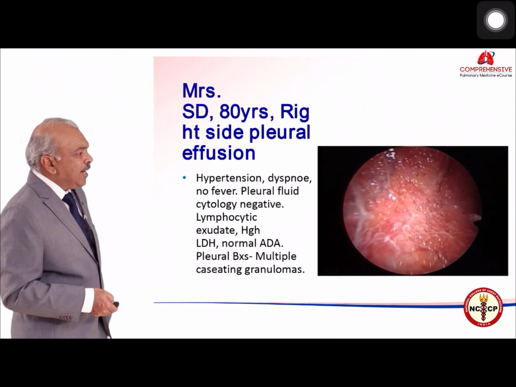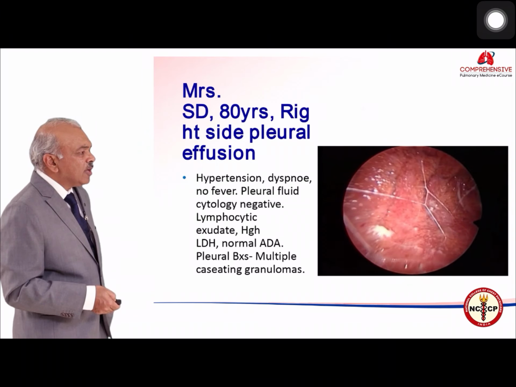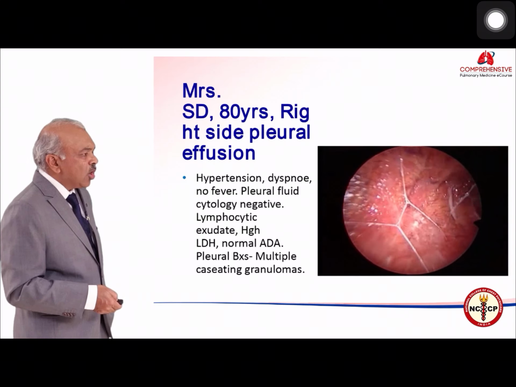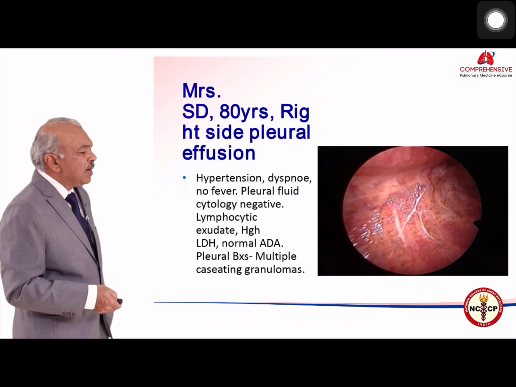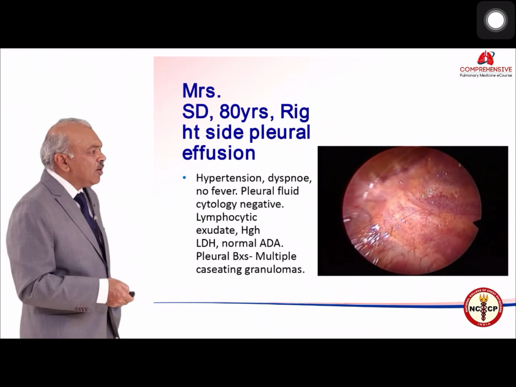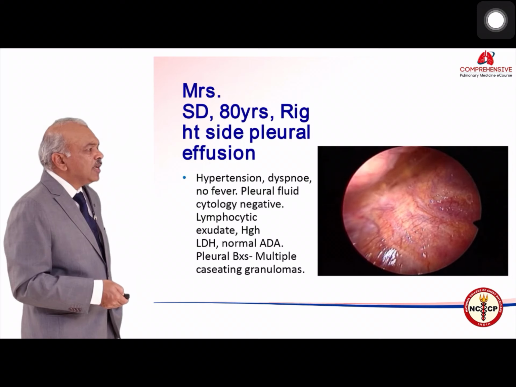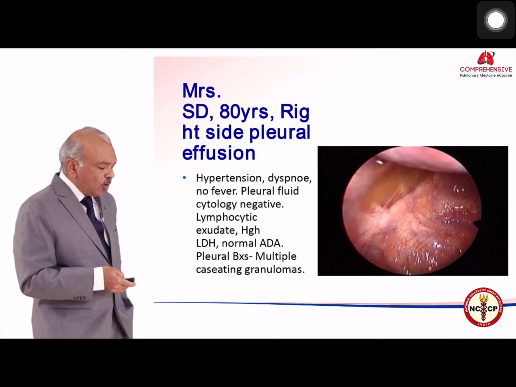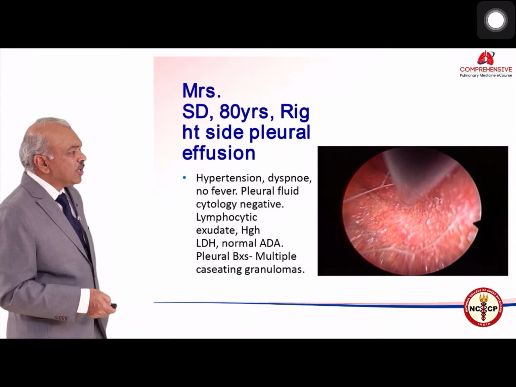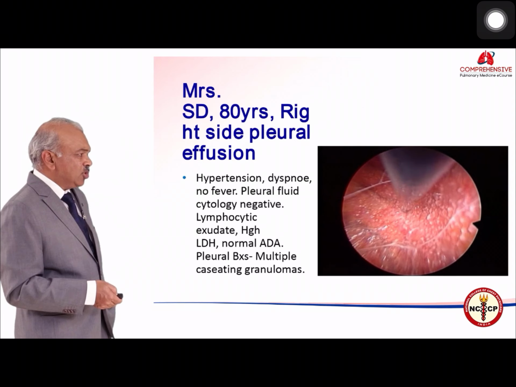Another case, 80-year-old, right side pleural effusion, hypertension, dyspnea, no fever, pleural fluid cytology negative, lymphocytic exudate, high LDH, normal ADA, pleural biopsies multiple caseating granulomas. So when you have this kind of studding of the pleura with a lot of small nodules, sago nodules, then you may think that closed pleural biopsy also could have got your diagnosis. There. So you can see here studded with small nodules, and of course this showed TB.